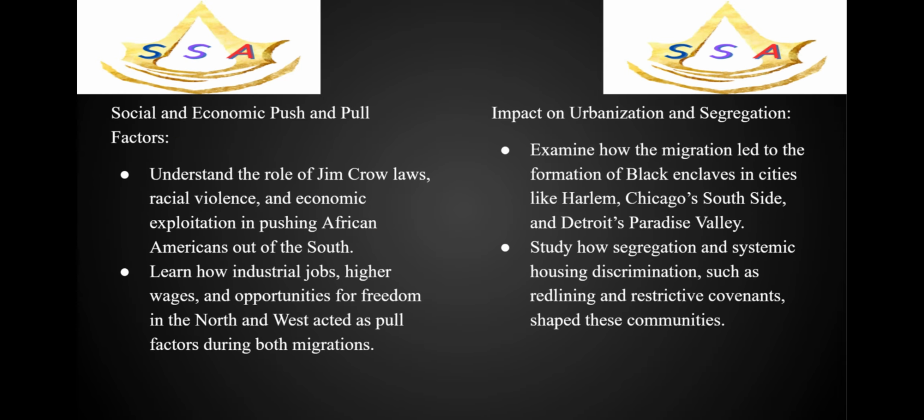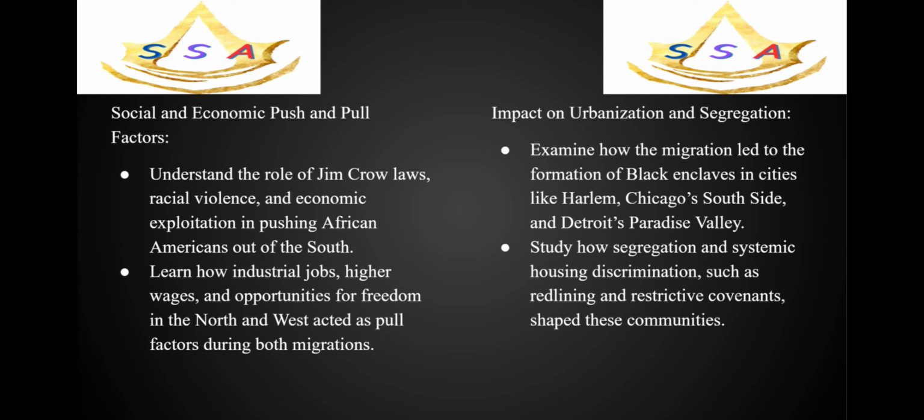So a lot of lessons that we can learn is that, on one hand, it's the social and economic push and pull factors. For us, we need to understand the role of the Jim Crow laws, the racial violence and economic exploitation in pushing African Americans out of the South, and also learn how the industrial jobs, the higher wages, and opportunities for freedom in the North and the West acted as pull factors during both migrations, and the impact on urbanization and segregation.